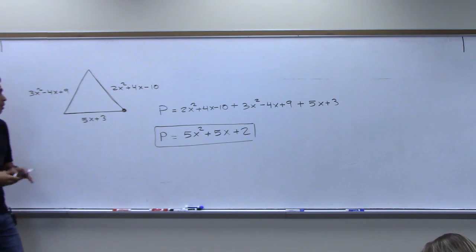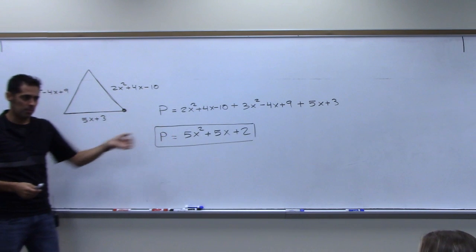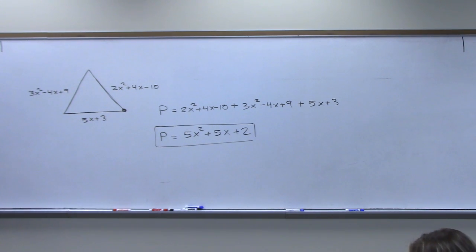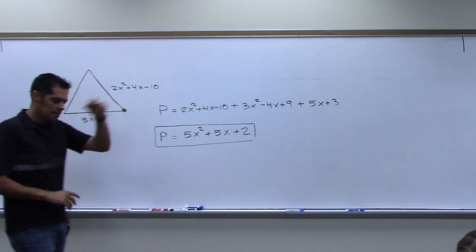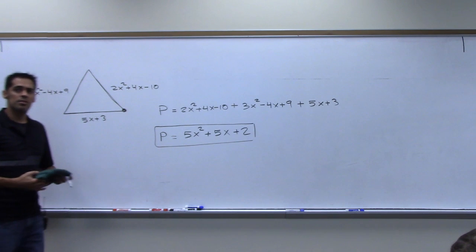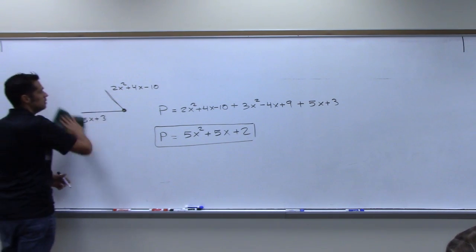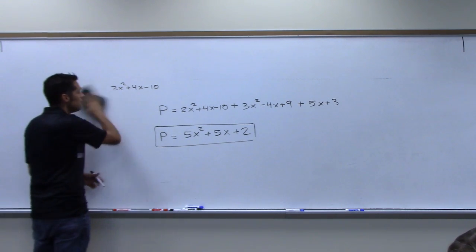If someone actually told me what x was, I would just be able to spit out what the perimeter was right away, just by plugging it right into that. Questions? So perimeter is the measurement of the distance around an object. Look at number 2. Find a polynomial that expresses the area of the shaded figure below.